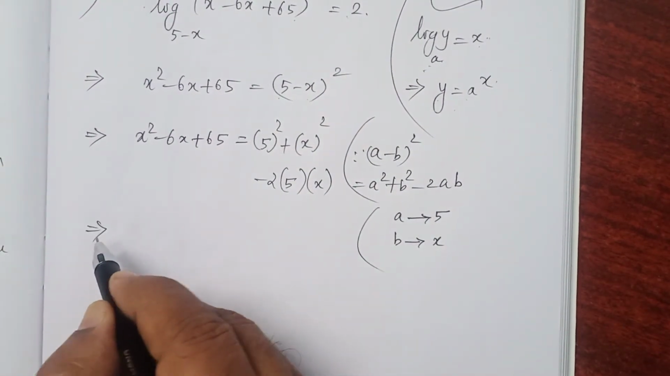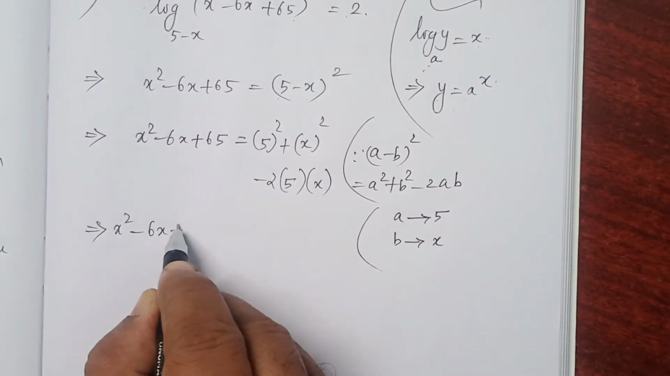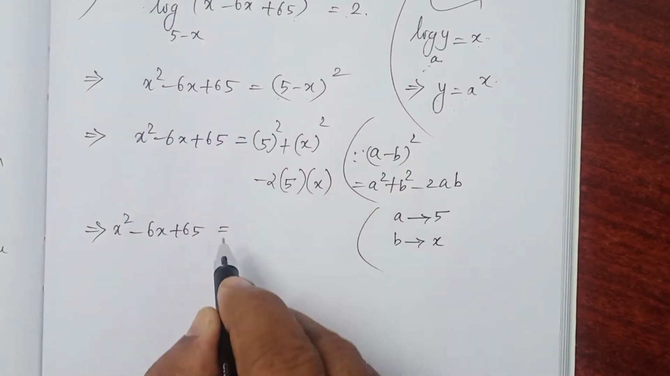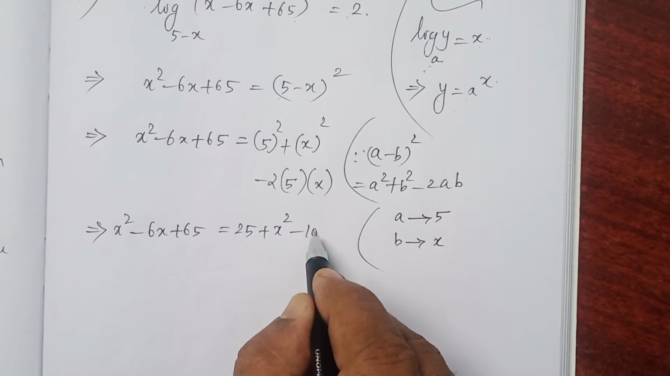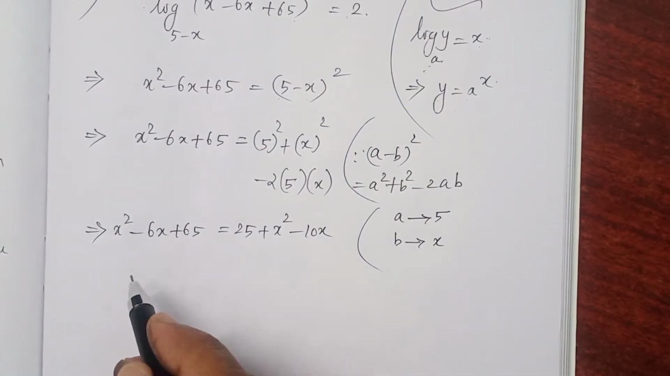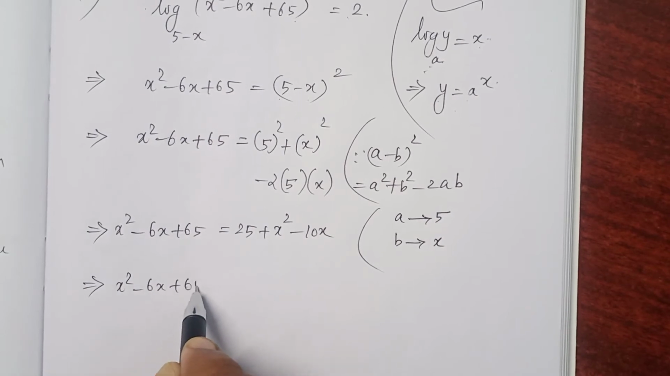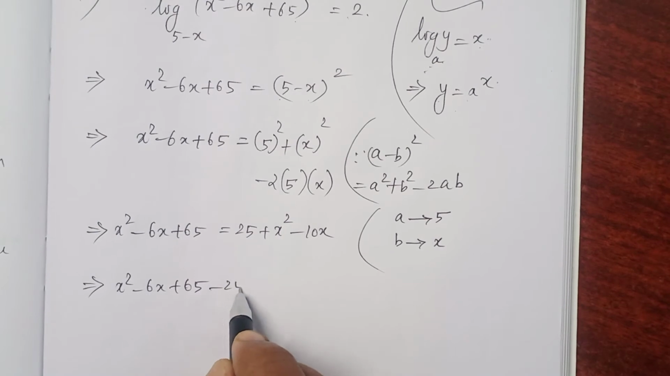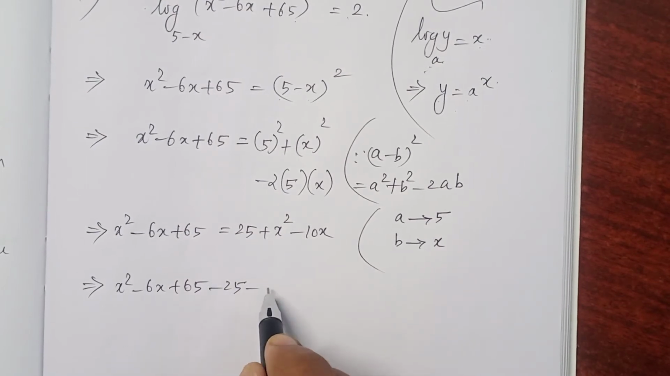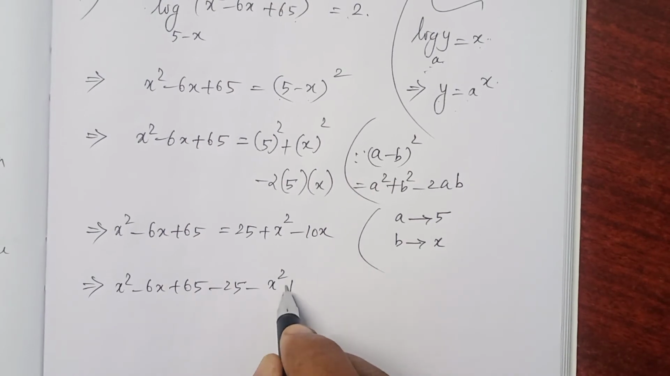Which implies x squared minus 6x plus 65 that is equal to 5 squared is 25, x power 2 that is x squared, minus 2 5s are 10 into x, 10x. Which implies x squared minus 6x plus 65, 25 when it comes to the left hand side minus 25, x squared when it comes to the left hand side minus x squared, minus 10x becomes plus 10x, that is equal to 0.